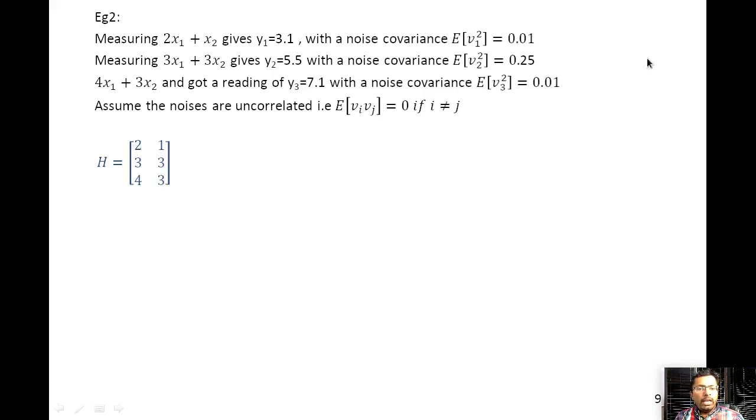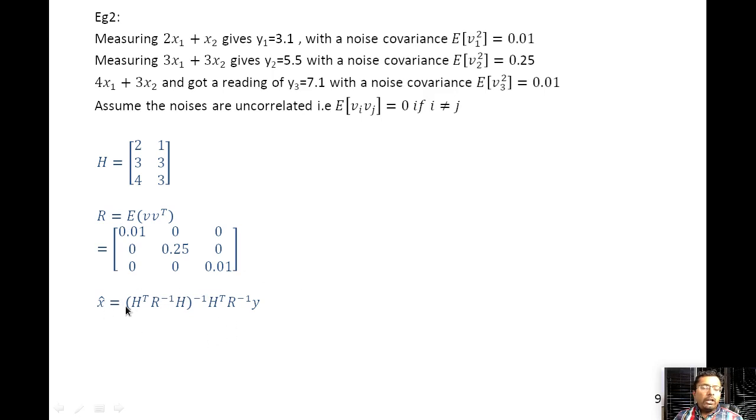So again, my h remains pretty much the same. So I get h is 2 1, 3 4, 3 3. The other value is my R, which is equal to the expected value of v v transpose. So I get my diagonal elements of 0.01, 0.25, and 0.01. And because my expected value of v_i v_j is 0 if i is not equal to j, all of the off-diagonal terms would be 0. So then I write my R in this format over here.